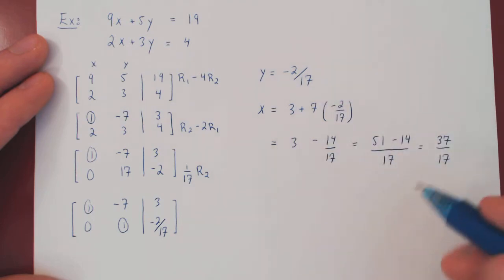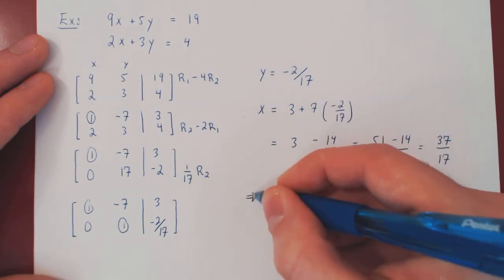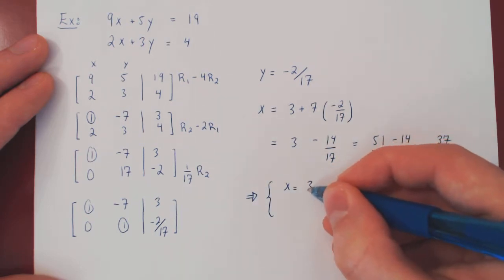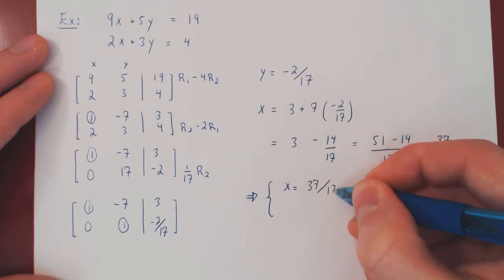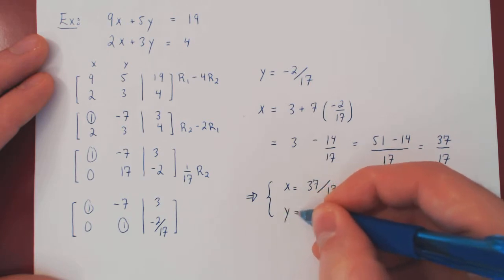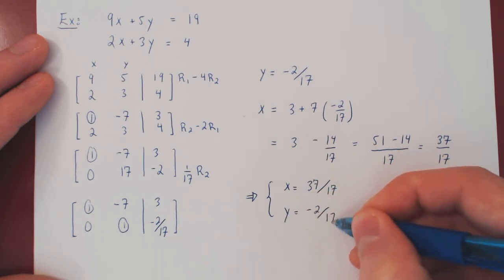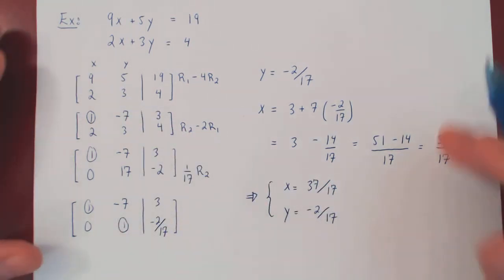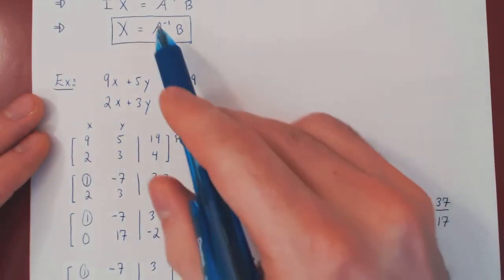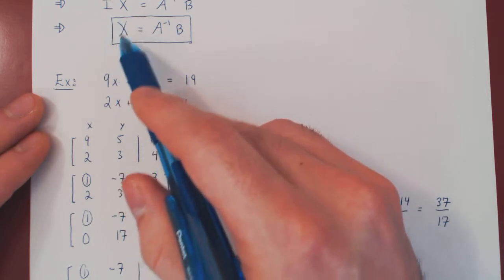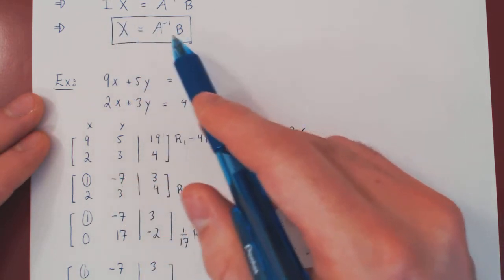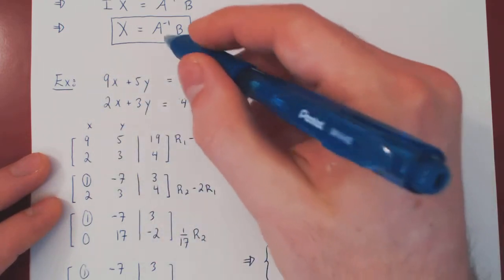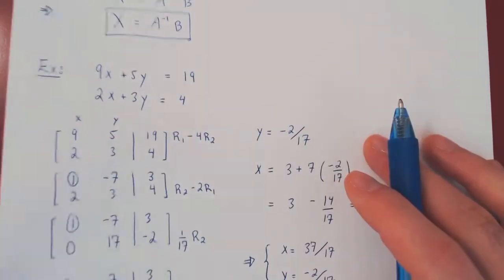So now we have our unique solution. The linear system has, as its unique solution, x is 37 over 17, and y being negative 2 over 17. Okay, let's now solve the linear system using the idea of the inverse of the matrix of coefficients. The vector variable should be A inverse times B. So let's rewrite the linear system, and then we'll solve the system using this method.